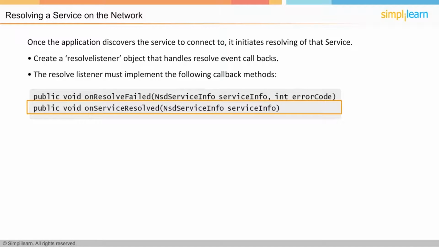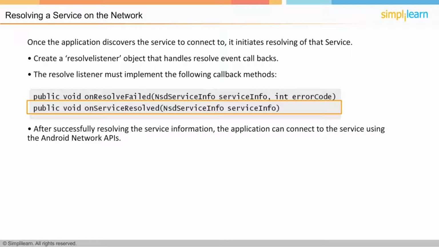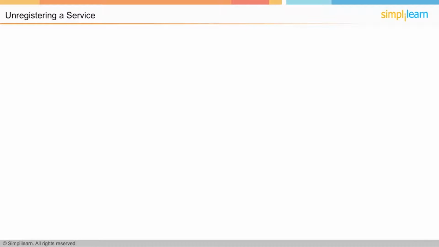OnServiceResolved is called once the service is resolved. Our application receives detailed service information, including an IP address and port number, using which the application can establish a network connection to the service. After successfully resolving the service information, our application can connect to the service using the Android network APIs. Let's now discuss the importance of unregistering a service.